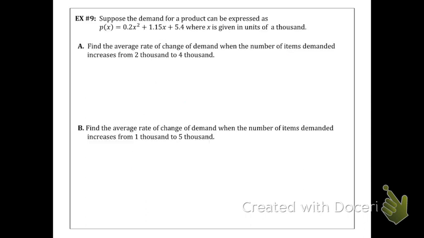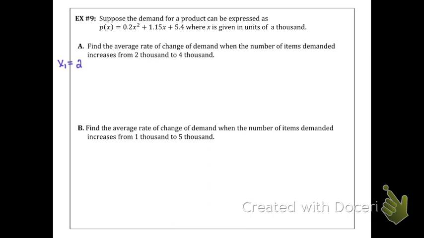All right, example 9 says, suppose the demand for a product can be expressed as P of X equals 0.2x squared plus 1.15x plus 5.4, where X is given in units of 1,000. A says to find the average rate of change of demand when the number of items demanded increases from 2,000 to 4,000.